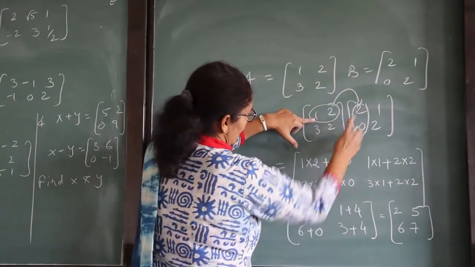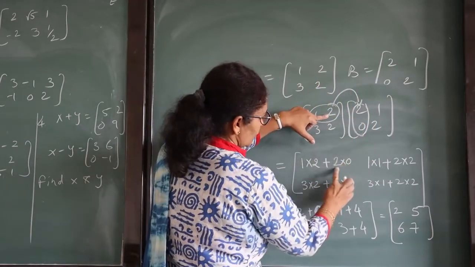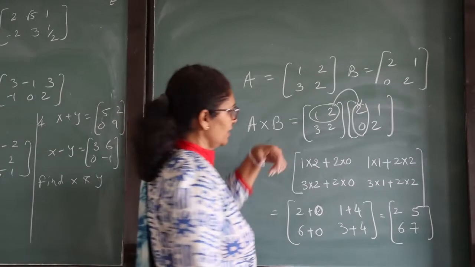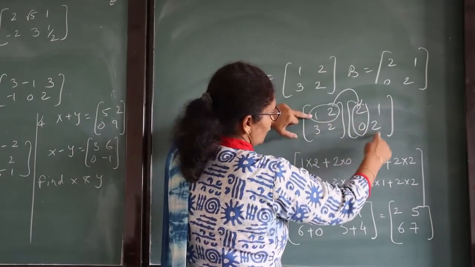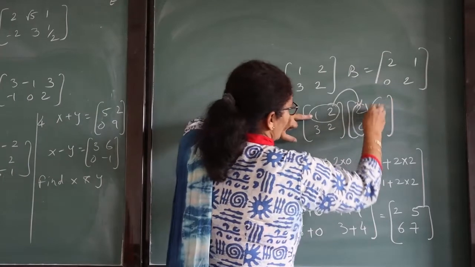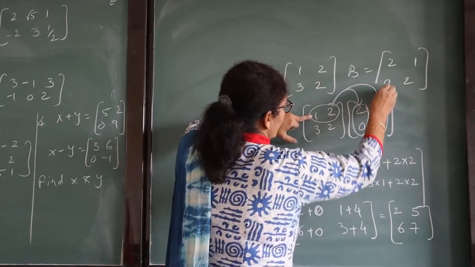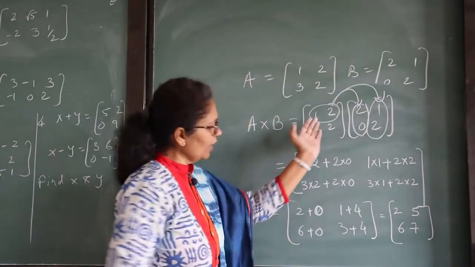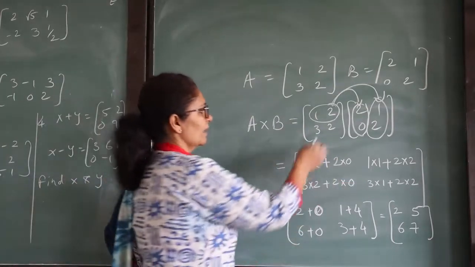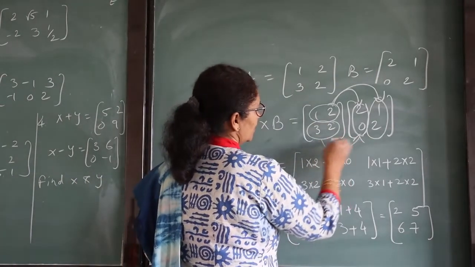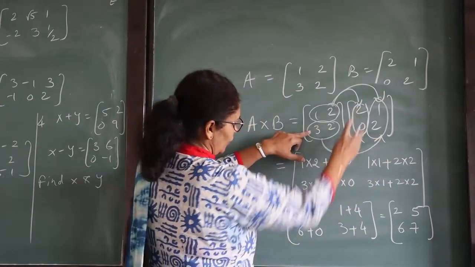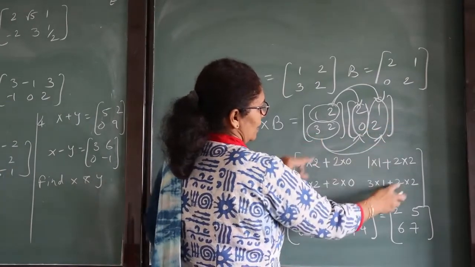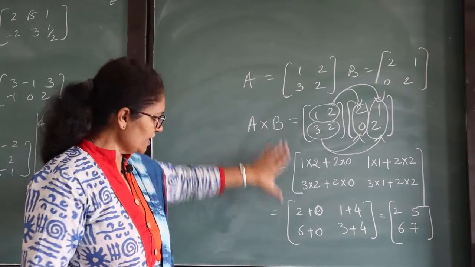Now check: 2 ones are 2, and 2 into 0 we have written. But between these two terms we have to write the addition sign. This is your method. Now the same way, first row with second column. So 1 and 2 multiply with this 1 and 2: 1 ones are 1 plus 2 ones are 2. Now how we performed with the first row, the similar thing we follow for the second row. 3 into 2 is 6 and 2 into 0. Similarly, 3 ones are 3 and 2 twos are 4. This way you get the answer for matrix multiplication.